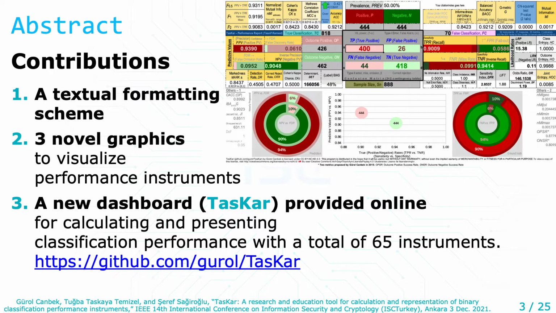TasKar is the abbreviation of Tasnif Karnesi or classification report in Turkish. The tool is provided online for the researchers in my GitHub repository, which is also called TasKar.